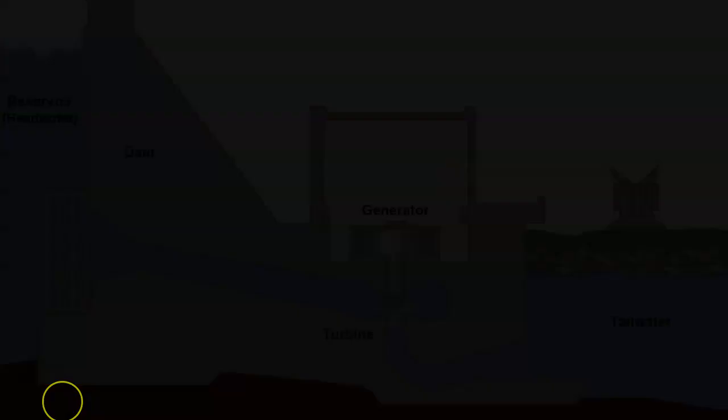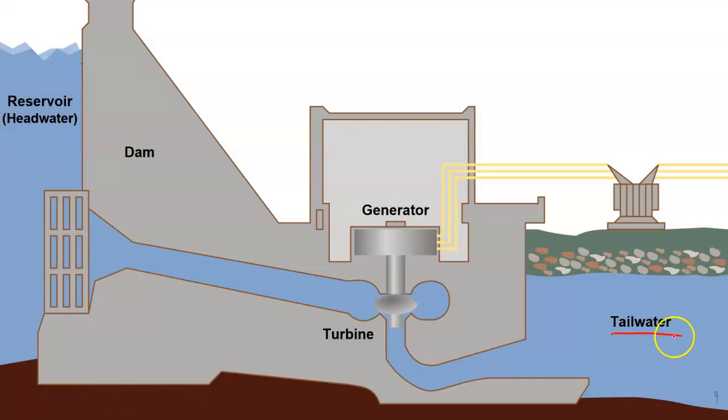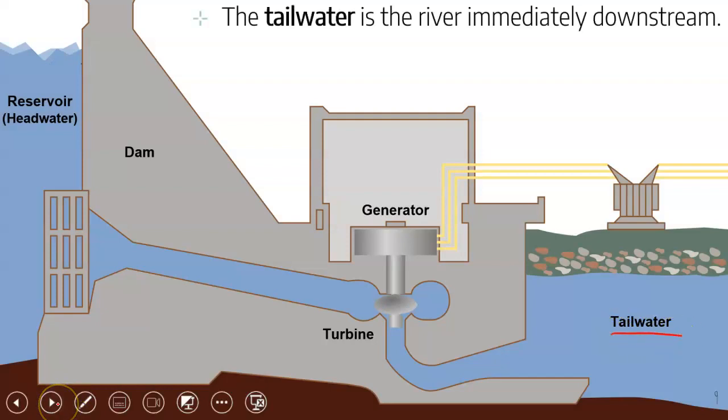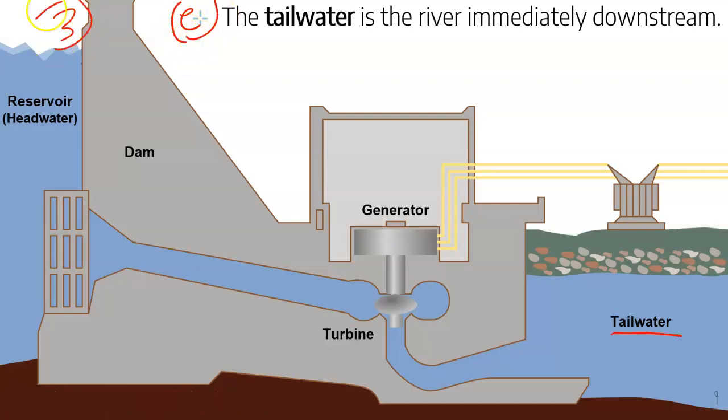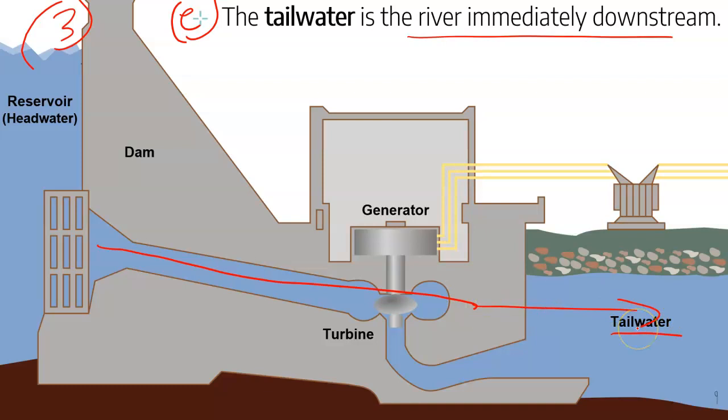Finally, the tailwater right here, and this is for E, under number 3, is the river immediately downstream. So the water is flowing this way, downstream.